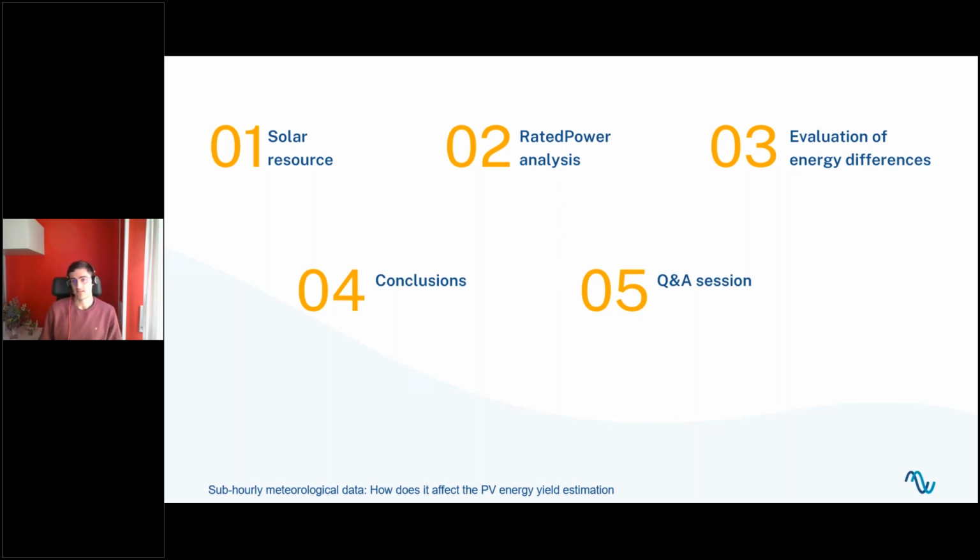From this analysis, in the third section of the presentation, we will see the main differences that we found. We will go deeper and try to find the root cause of the differences in energy production. Then we will wrap up with some conclusions about the topic.